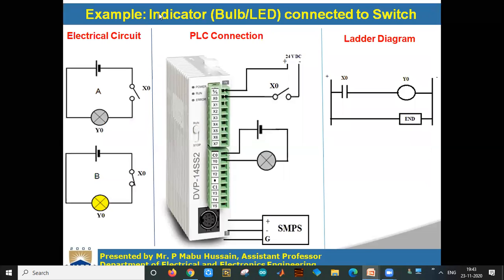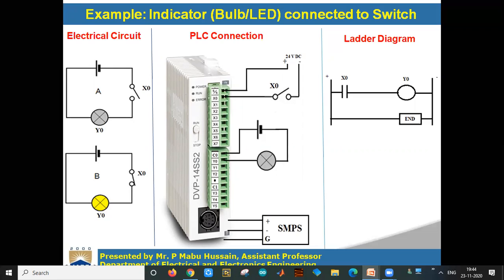In our example, an indicator connected to a switch, first you have to think about your output. So what is actually your experiment? Whenever I press the switch, the LED has to glow. This is our main aim. You have to keep that main aim in your mind.